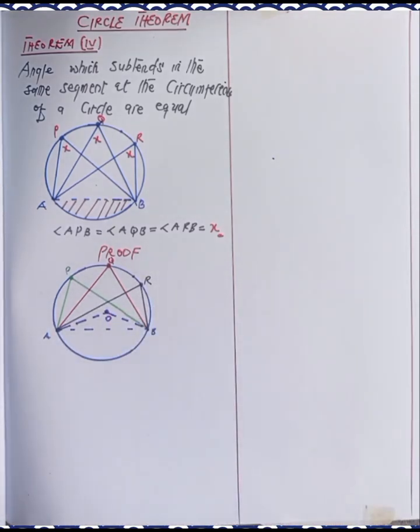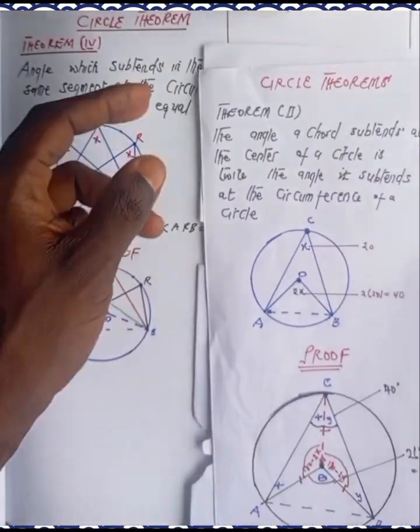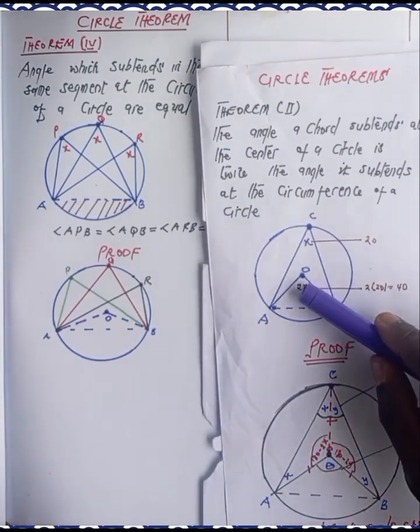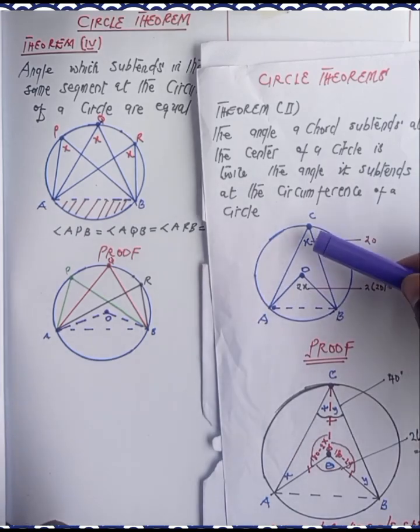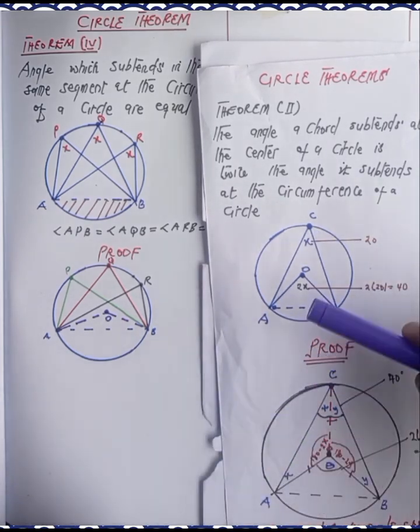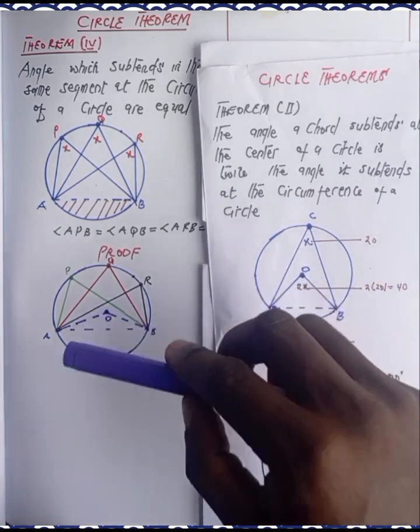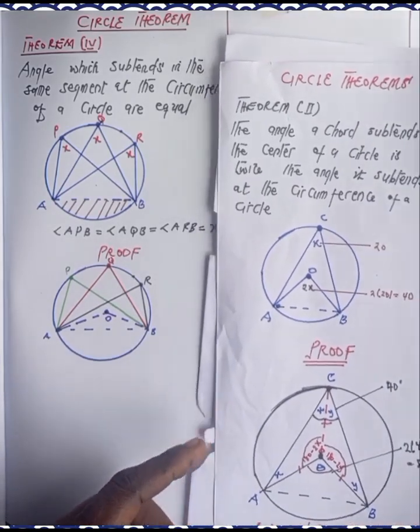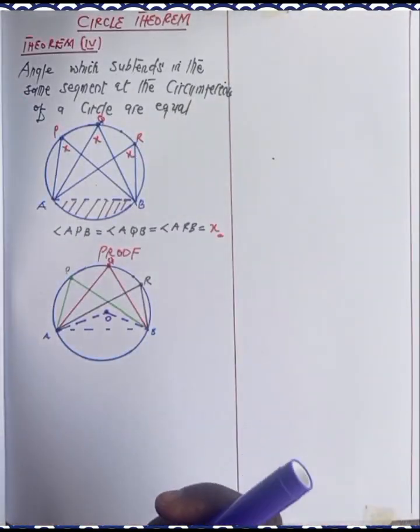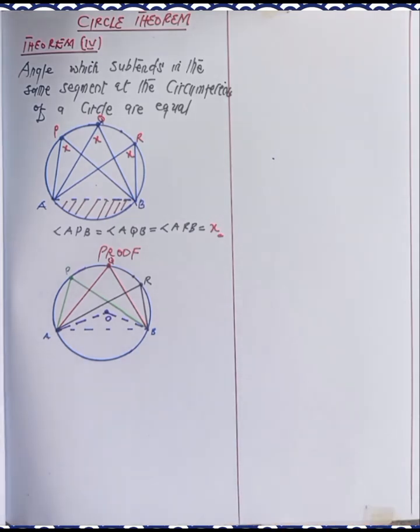So the center is center O. Now this proof is very simple because we are going to base on the second theorem to help us prove this very theorem 4. Now Theorem 2 is saying that angle at the center is twice the angle at the circumference, and this theorem is going to help us prove the theorem 4.